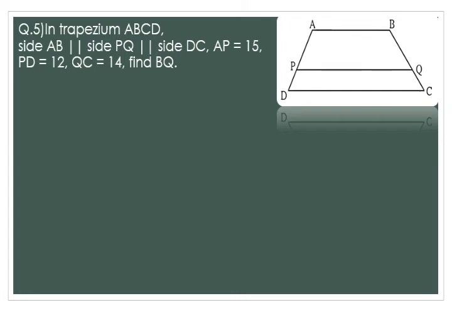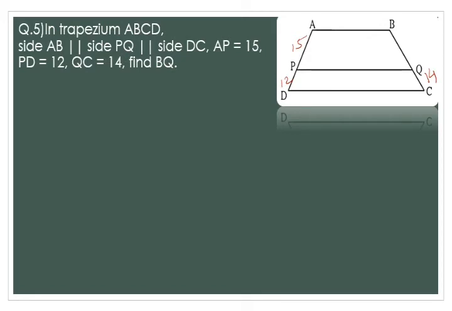Question number 5: In trapezium ABCD, side AB is parallel to side PQ and side PQ is parallel to side DC. AP is given as 15, PD is 12, QC is 14, and we have to find the value of BQ. First of all, we will write the values on our figure: AP is 15, PD is 12, QC is 14, and we have to find BQ.